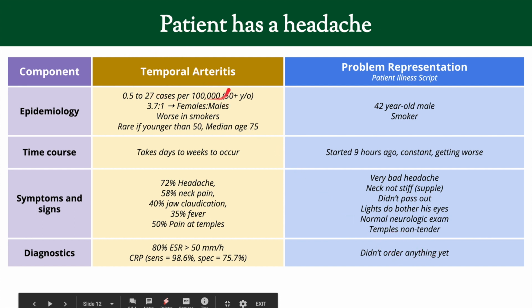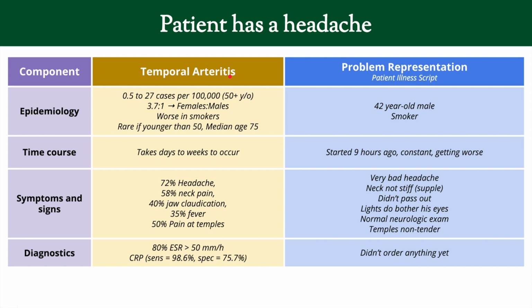And so one thing that was on our differential was temporal arteritis. This is an inflammation of some of the blood vessels. It's also called giant cell arteritis in the temples. And so you can see here, it usually happens more in females than males. It's worse in smokers, and it's very rare if you're younger than 50. It takes days to weeks to occur.